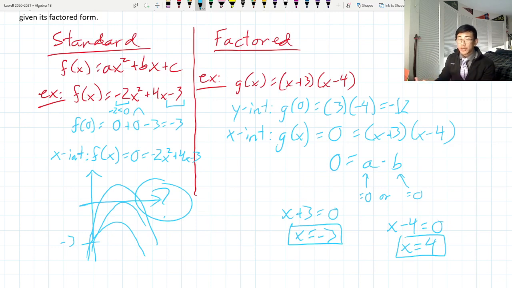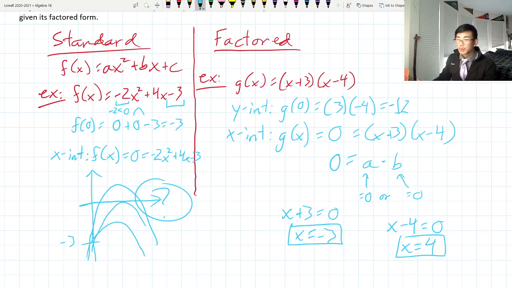And notice that this is a parabola because it curves. It actually has two x-intercepts, whereas a linear function only has one at most. So this is a parabola, and therefore it has two x-intercepts. It might have less than 2, it might have 1 or 0, but this one happens to have 2.